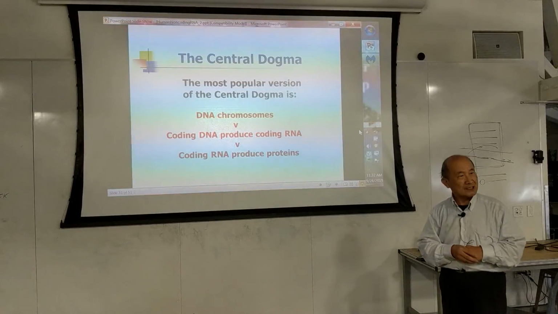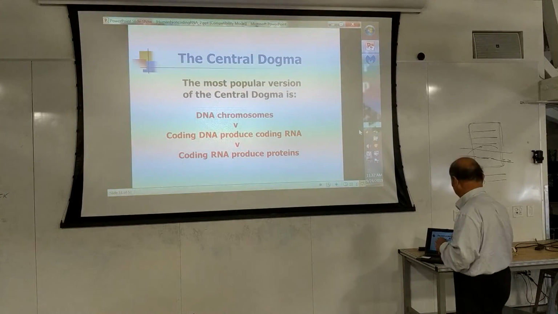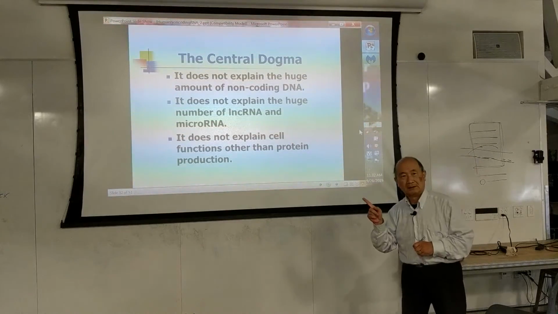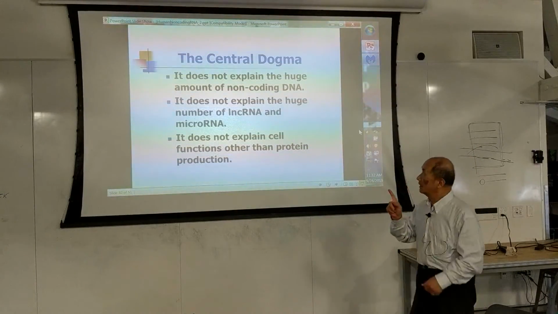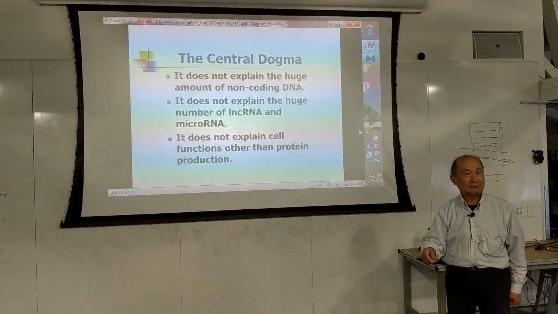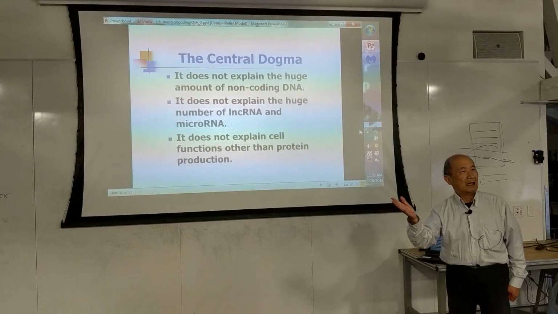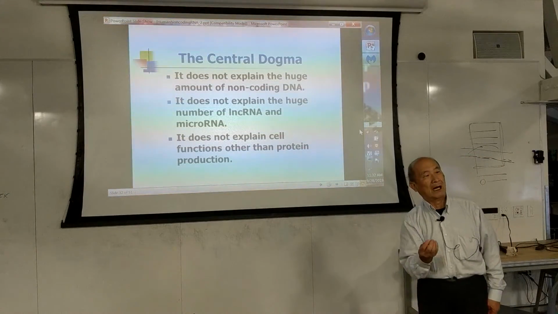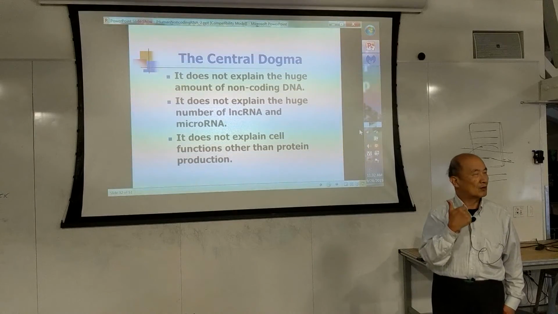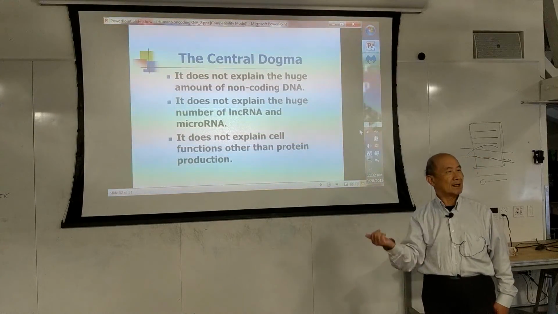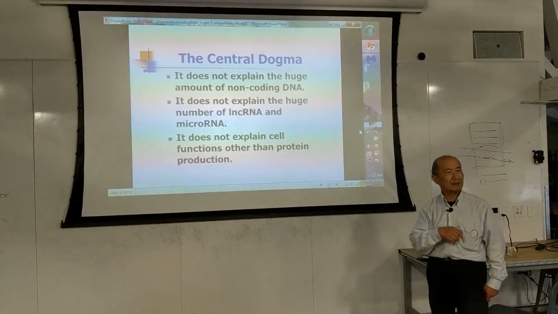But this central dogma is very limited. It does not explain the huge amount of non-coding RNA. So in human, people understand that according to this central dogma, they can explain only 1.5% of the DNA. So what about the junk DNA? What about the 98.5%? It does not have anything.